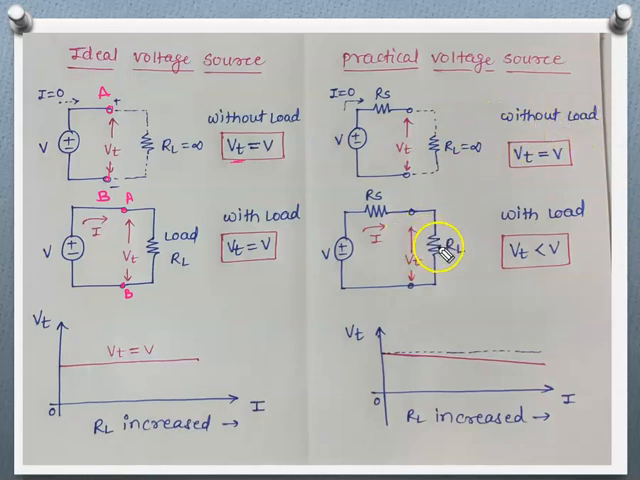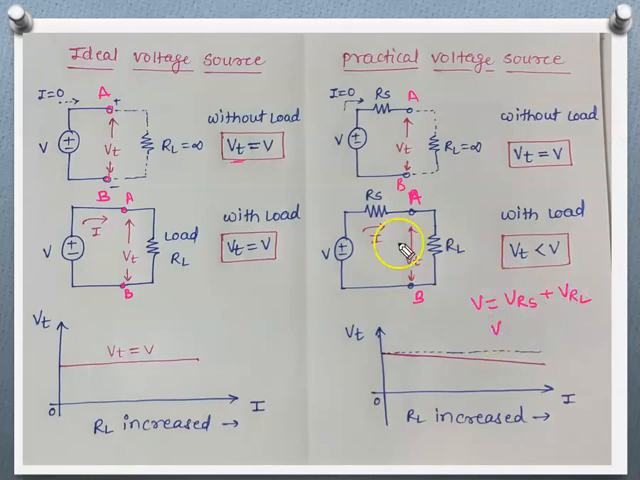When the load RL is connected between the same points A and B, a closed path for the current is available, so current flows through this circuit from the positive terminal of the battery through Rs, through RL, and again to the negative terminal of the source. Now what will be the value of Vt? The total V is dropped across Rs and RL, because they are connected in series. So the total voltage V will be the voltage drop across Rs plus the voltage across the load resistance.